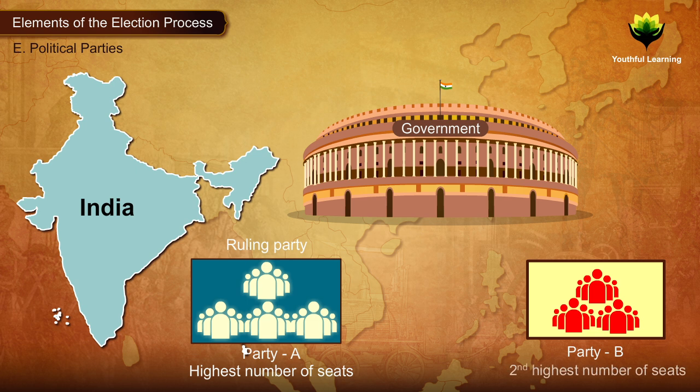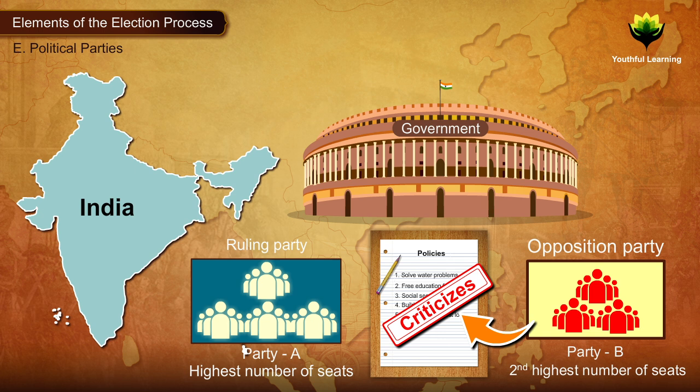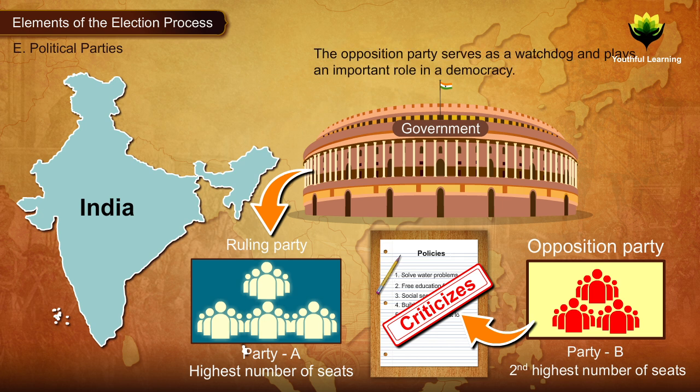The party which secures the second highest number of seats can form the opposition party. In its role as opposition, the party evaluates and criticizes the policies of the government or the ruling party. Thus, the opposition party serves as a watchdog and plays an important role in a democracy.